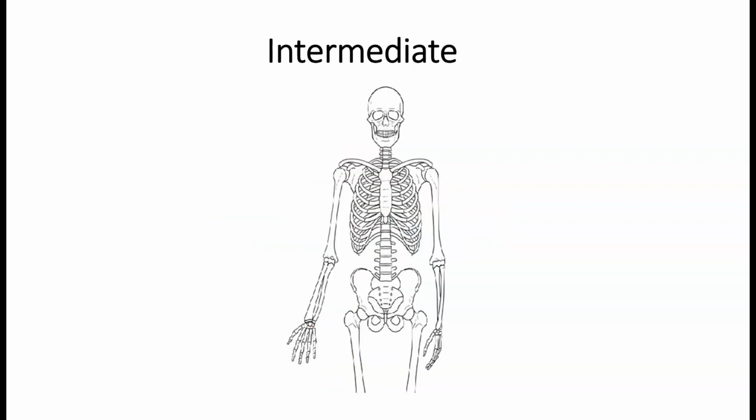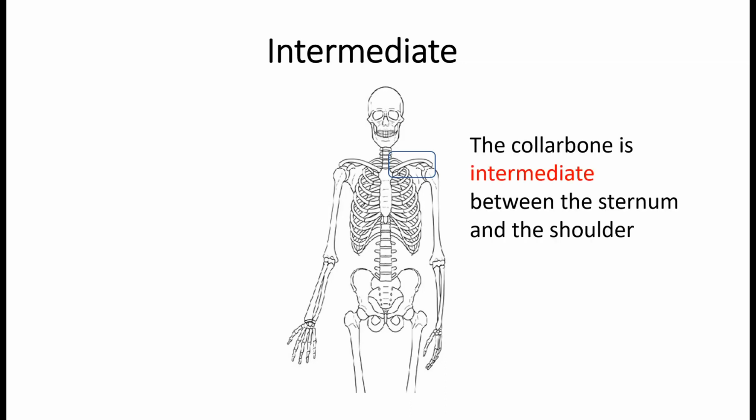As far as intermediate, it's kind of an unusual one. In an intermediate, we look for something that is between a more medial and a more lateral structure. In this case, I'm picking the clavicle, which you can see is between the sternum, right down the midline of the body, and the shoulder out on the lateral edge of the body. And so we say the collarbone or clavicle is intermediate between the sternum and the shoulder.